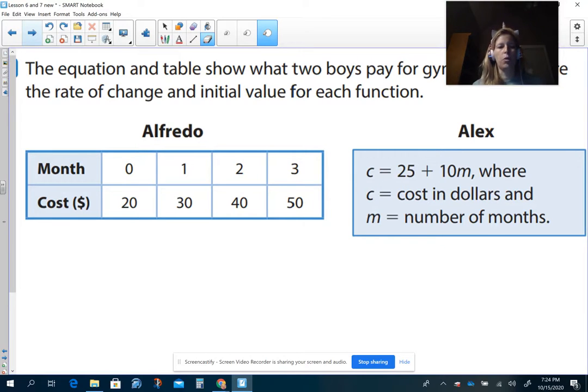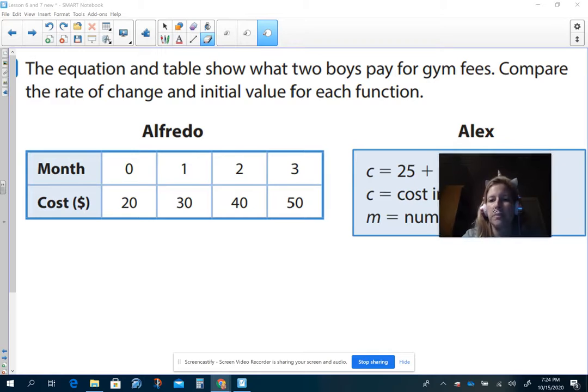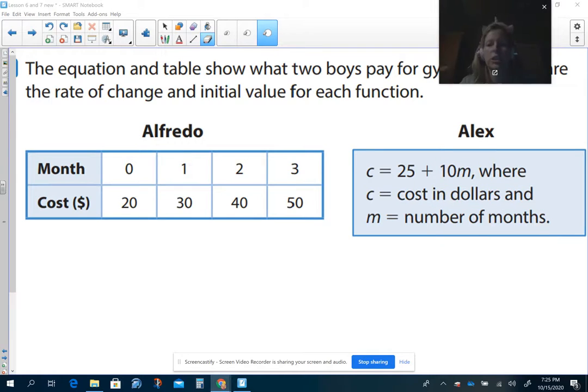Okay, so let's do one more. The equation shows what two boys paid for at gym fees. Compare the rate of change and initial value. This one's a little easier. So compare the rate of change and initial value. Pause my video.